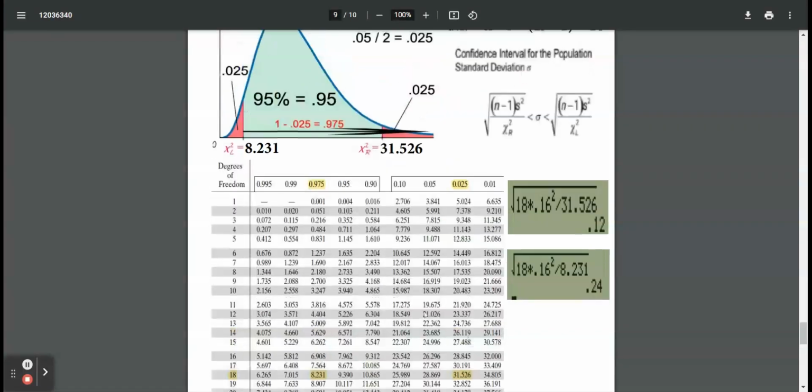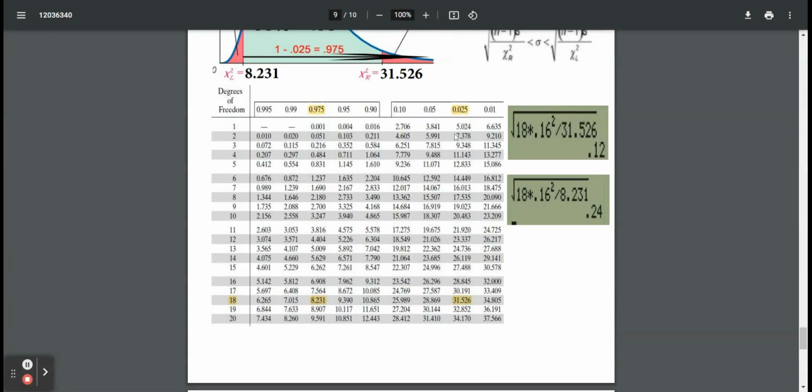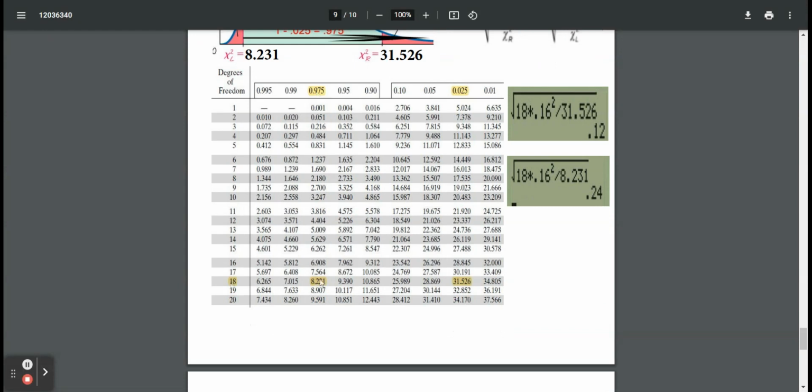31.526. Chi-squared left, if this smidgen is 0.025 right here, way to the left, remaining area to the right is 1 minus that, 0.975. From here all the way to the right, matching up 0.975 with 18 degrees of freedom. My chi-squared left score, 8.231.